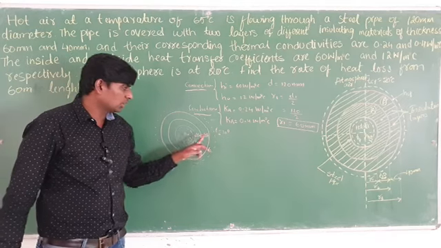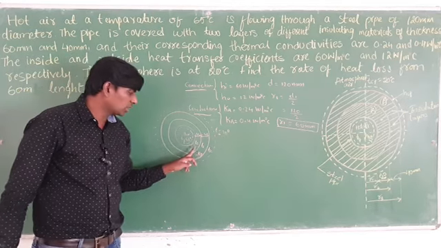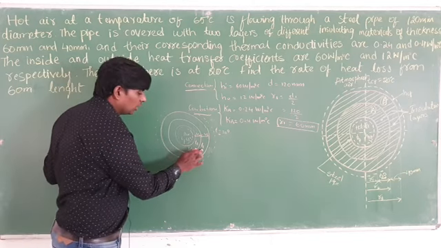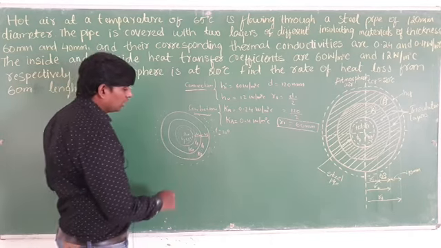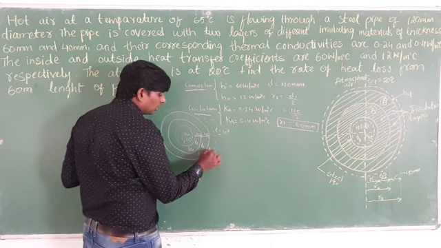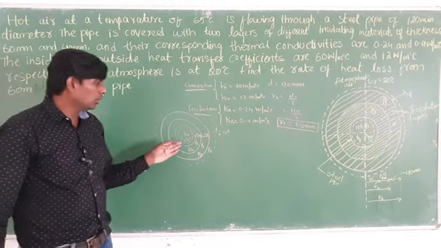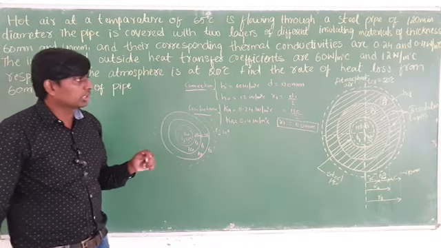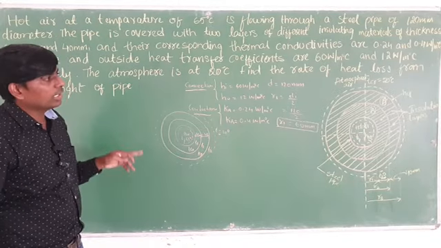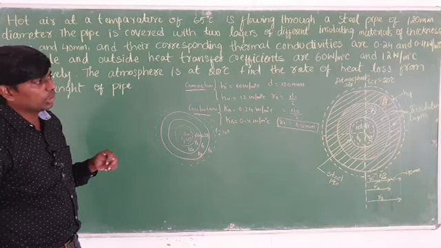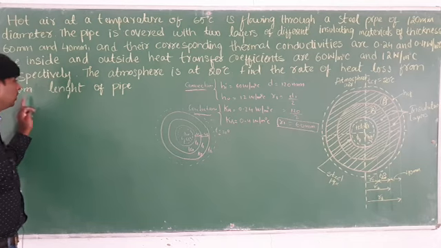This is convection, this one is convection, this is conduction. Sorry, this one is conduction and this one is also conduction. T1, T2, and this one is T3. Ti is the inner temperature, TO is the outer temperature. So here he is asking to find the rate of heat loss from a 60 meter length.